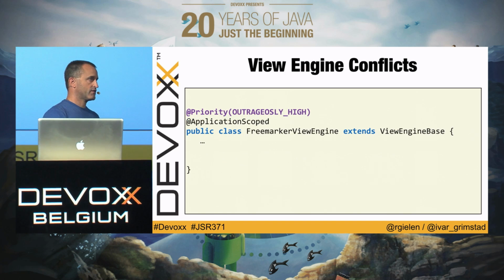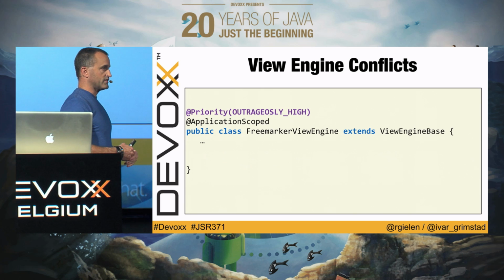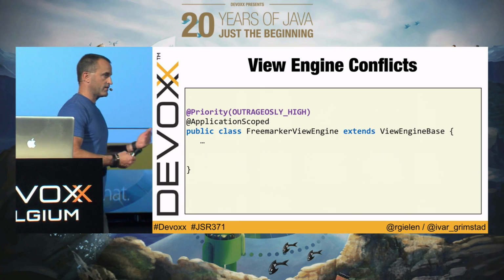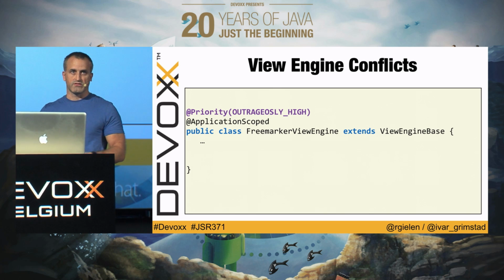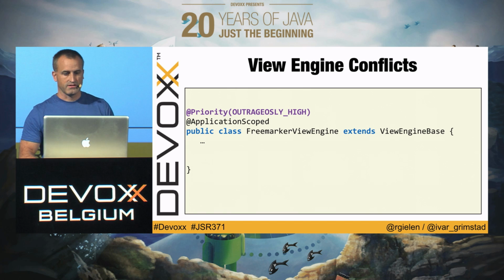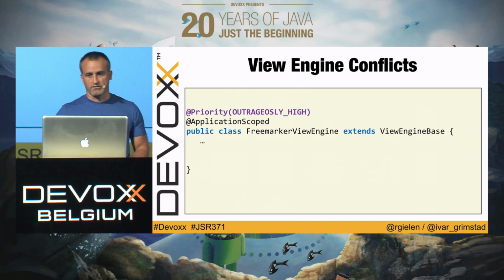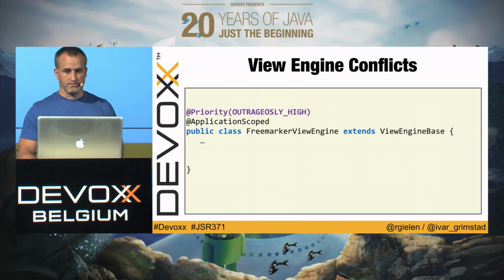And if you have conflicts in view engines, you have several view engines that can handle the same view, then you can give it a priority. So you can choose which view engine is going to be valid for your application.